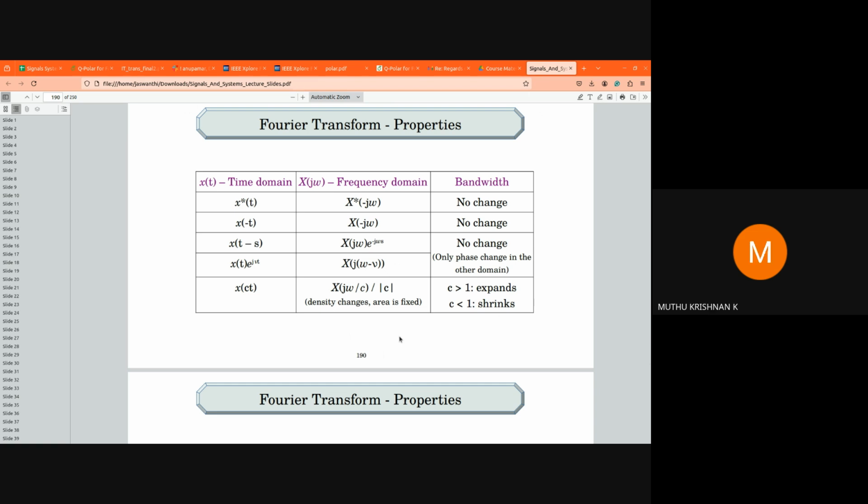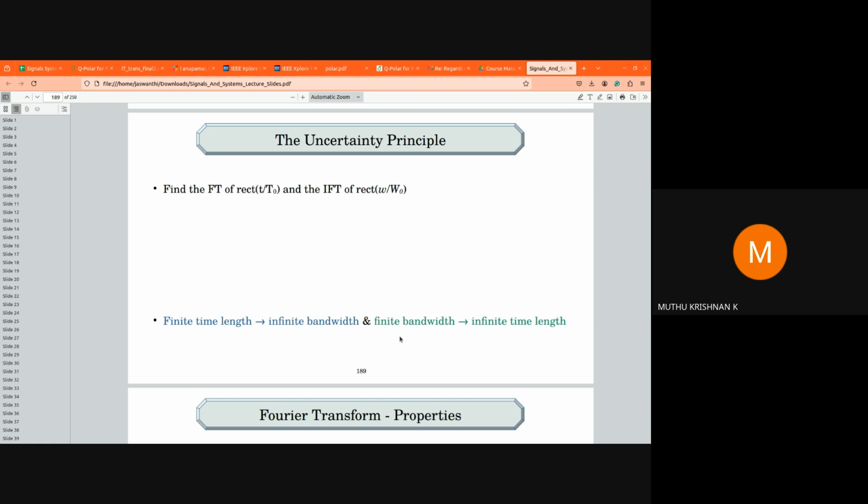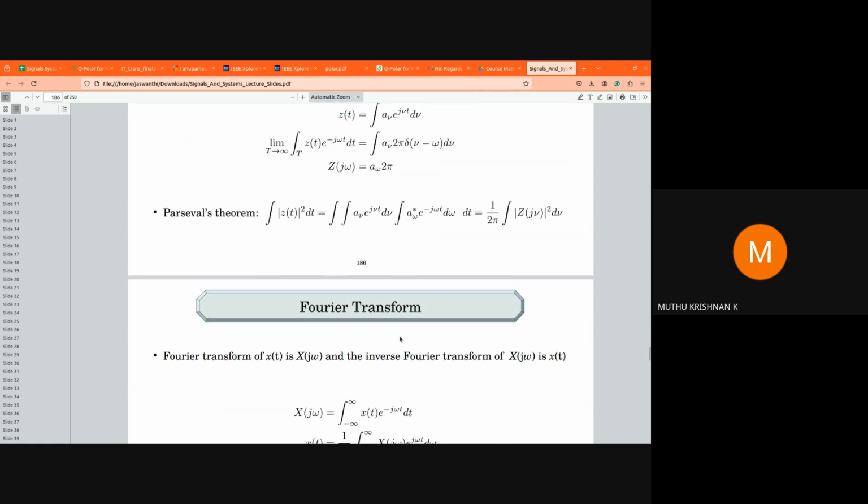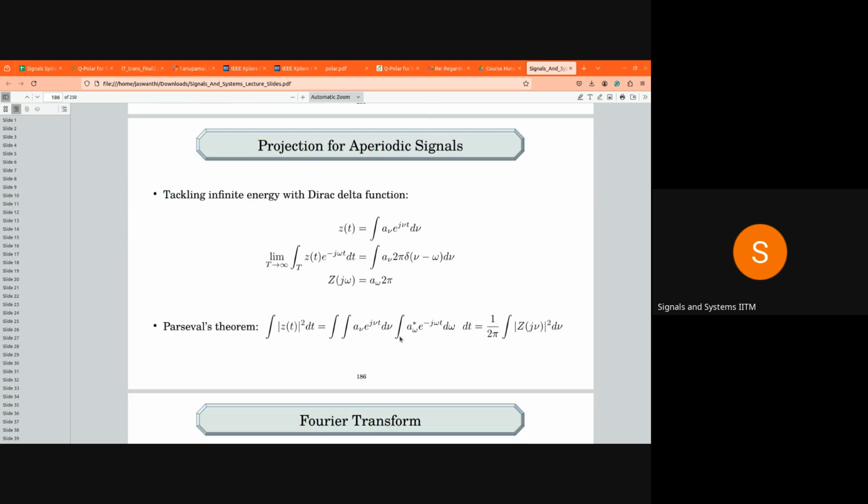Yes, ma'am. In the slide one before, this one, the aperiodic projection. Here, in z of t, we are taking nu as the frequency, right? Yes, nu is the frequency, correct. But in the next step, why are we having omega instead?